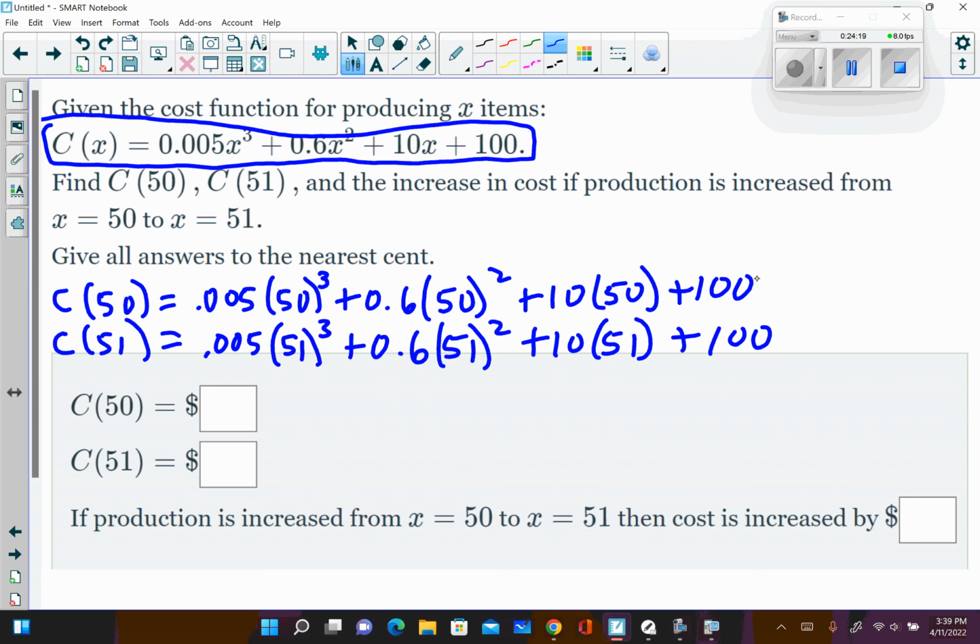0.005 times 50 to the third plus 0.6 times 50 squared plus 10 times 50 plus 100. That comes out to be $2,725 exactly. But I'll add 0 cents just because I said nearest cent. There is no rounding here. It's exactly that.